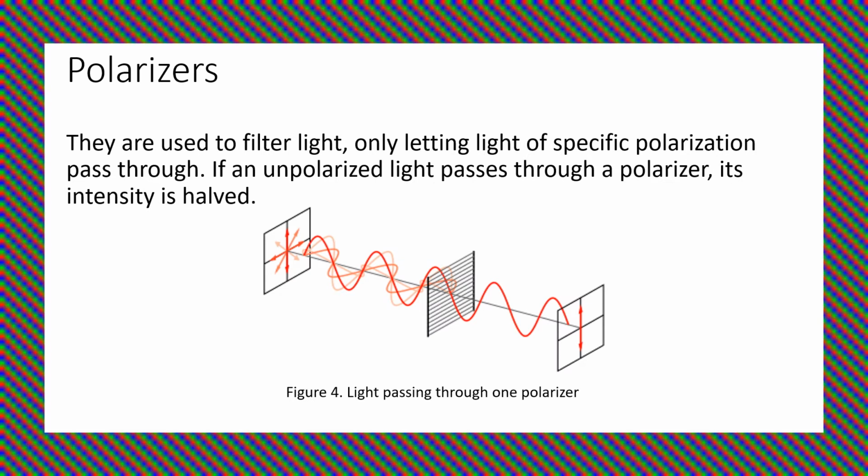One of the main components of TN-LCD is the polarizers. They are used to filter light, only letting light of a specific polarization pass through. If unpolarized light passes through a polarizer, its intensity is halved. As seen in Figure 4, the oscillating wave is the light's electric field. The vertical light passes through the horizontal wire grating, while the horizontal light gets absorbed.